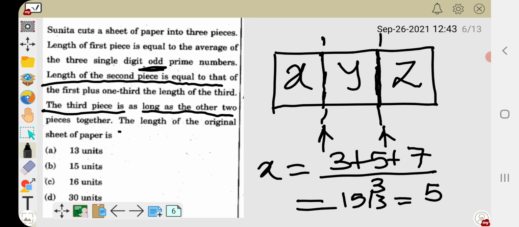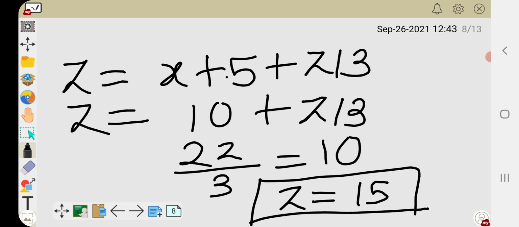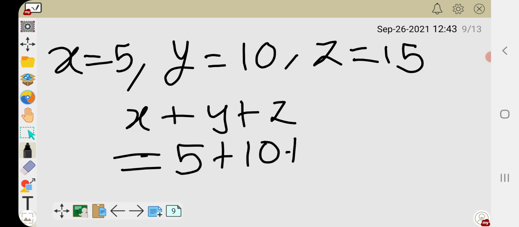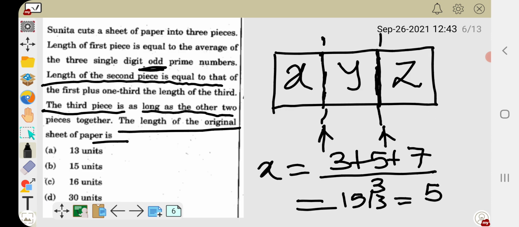Now it is asked that the length of the original sheet of paper is what? The length of the original sheet of paper will be x plus y plus z, equal to 5 plus 10 plus 15. So it will be 30 meters. 30 units, sorry, here meter is not given, 30 units. So option D is the right answer.